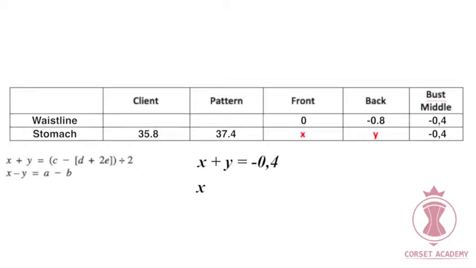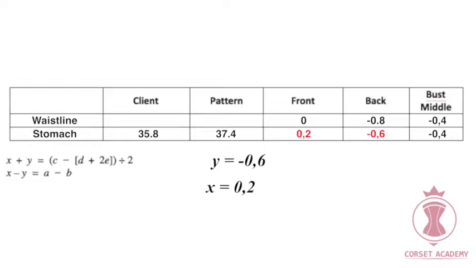X equals 0.8 plus Y. 0.8 plus Y equals minus 0.4. 2 times Y equals minus 1.2. Y equals minus 0.6, X equals 0.2. Now I substitute the determined values into the table, replacing X and Y.